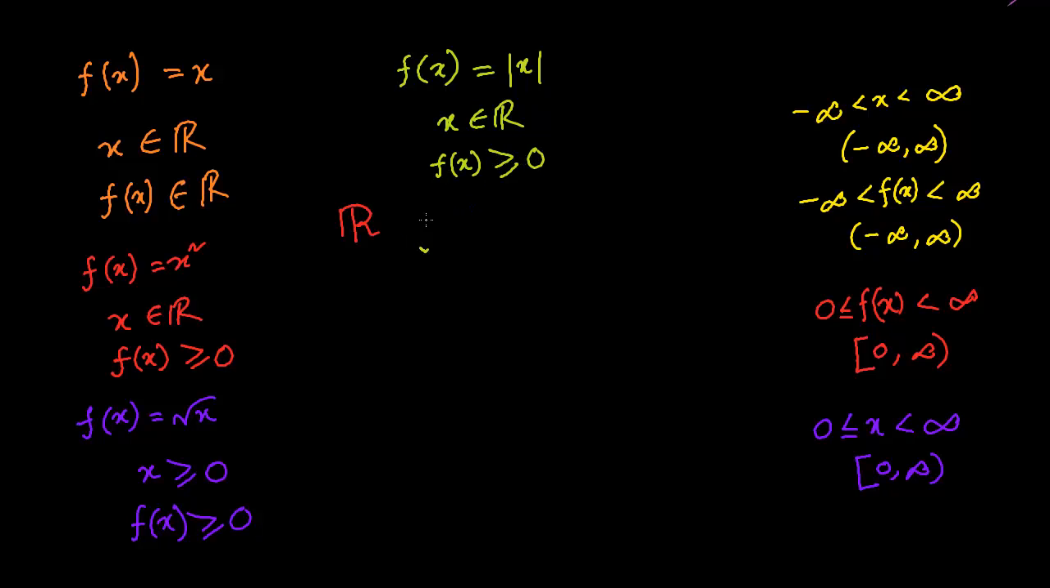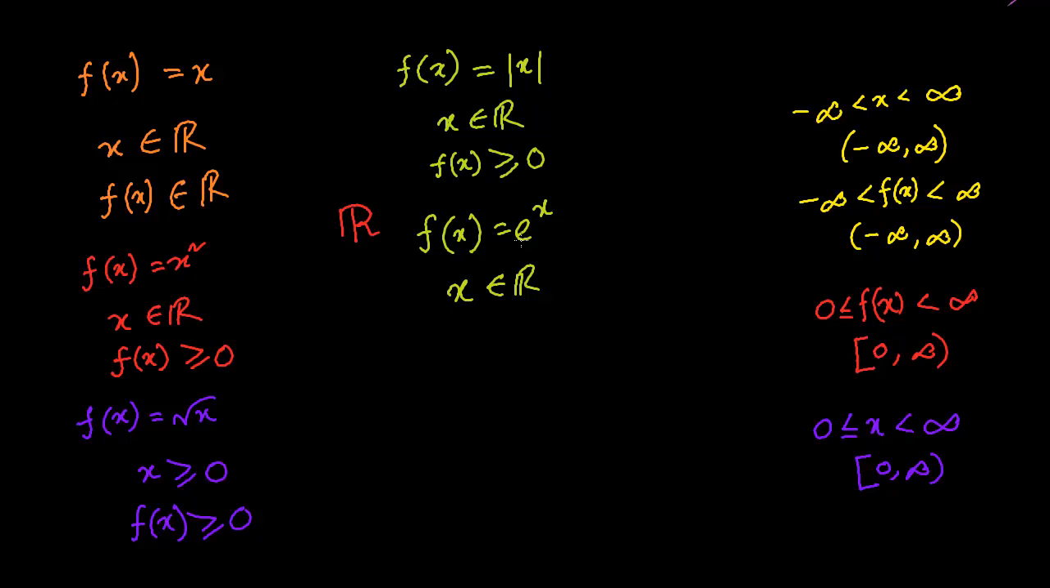The next common function is f(x) equals e to the power x. e is the number 2.718, and e to the power x. So when we put in the value of x, we can get any output value. So the domain will have no restriction whatsoever. So x is a real number.